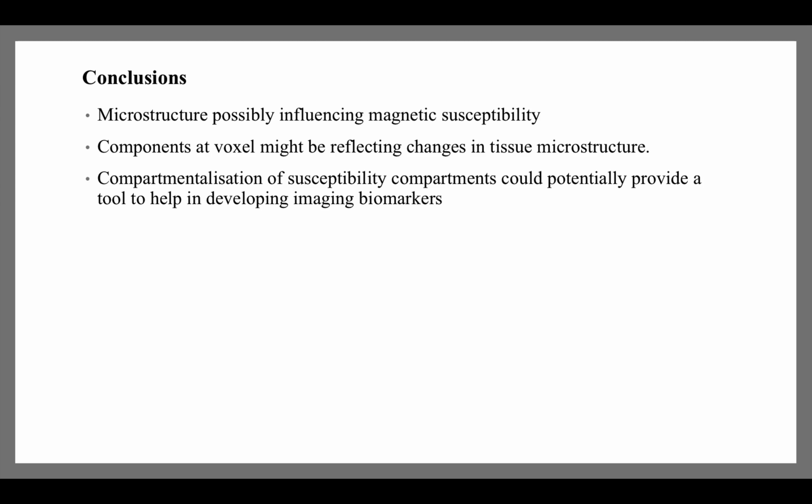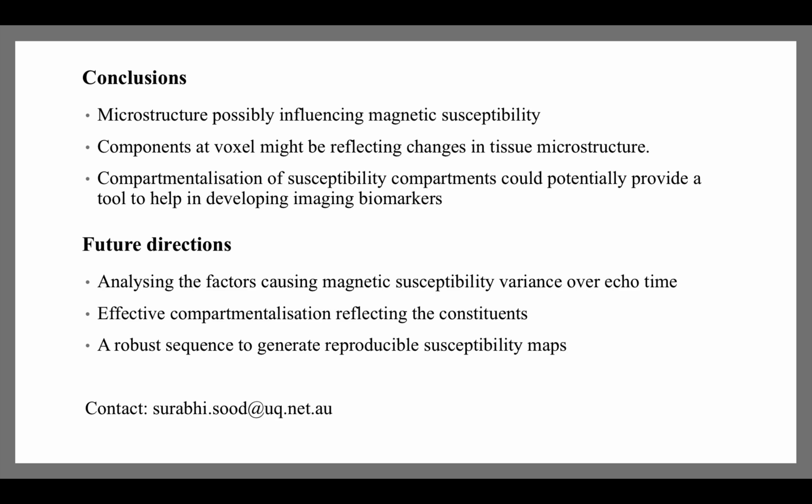To conclude, our work demonstrates that microstructural influences possibly influence magnetic susceptibility at the voxel level both in gray and white matter. Decomposition of voxel constituents into meaningful parameters may lead to informative measures that reflect changes in tissue microstructure. Parameterization of image voxel susceptibility compartments provides a framework for new imaging biomarker developments in neurodegenerative diseases and disorders affecting the central nervous system.